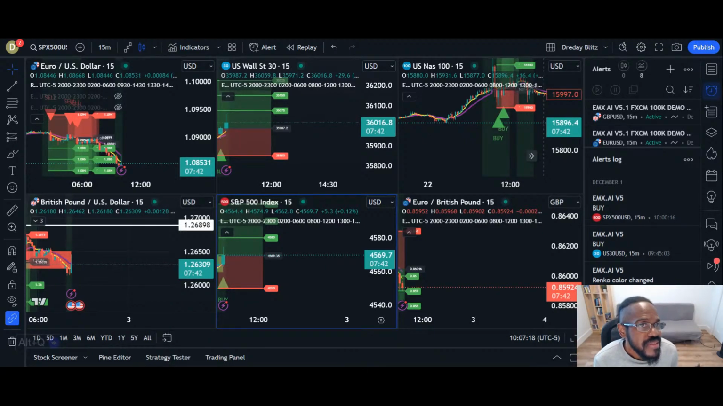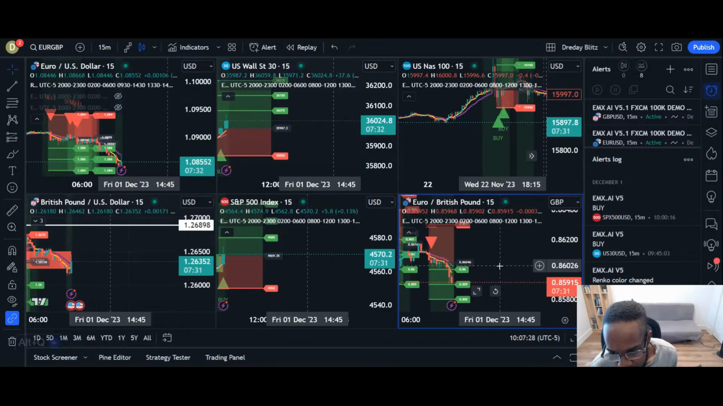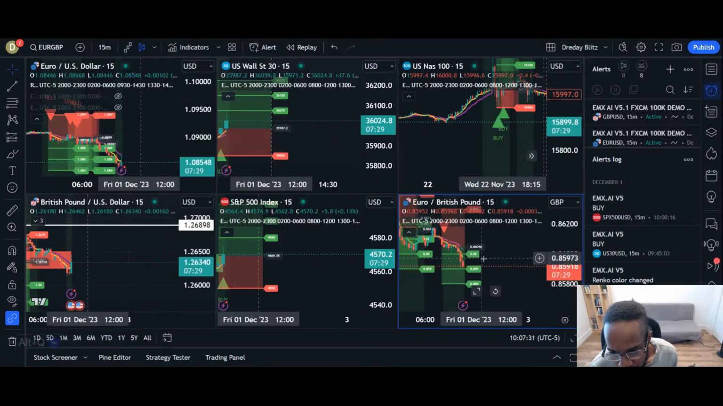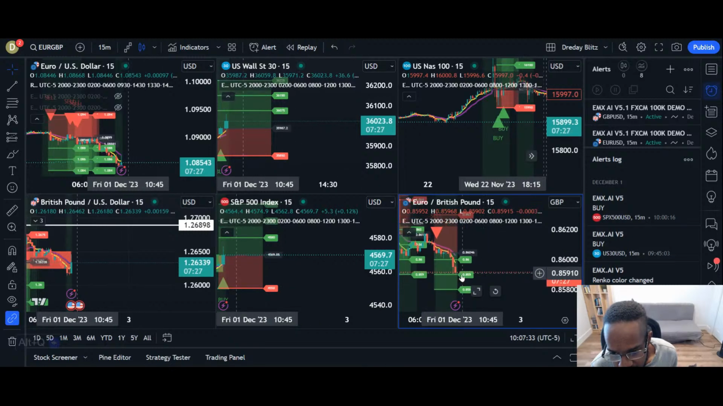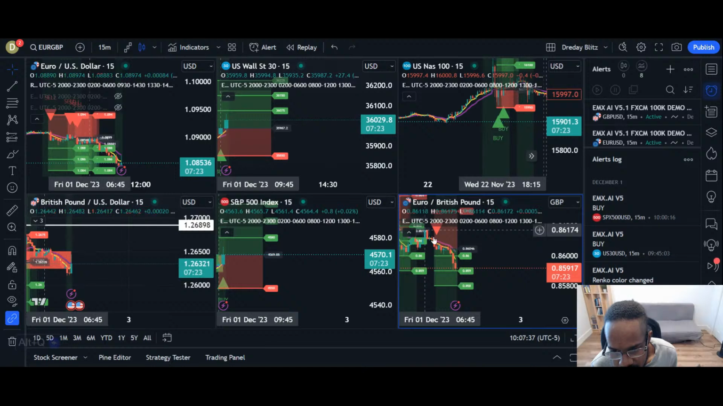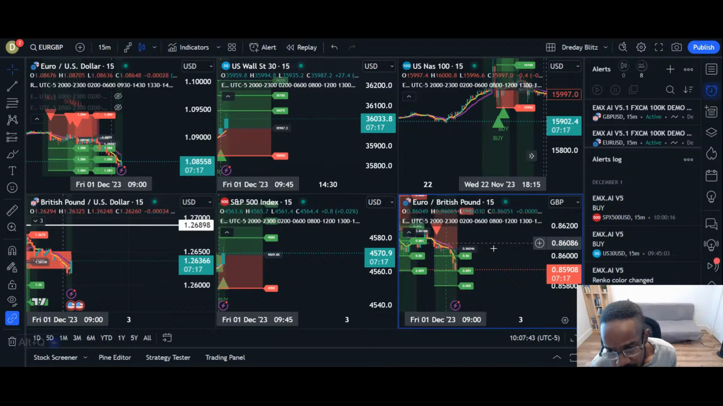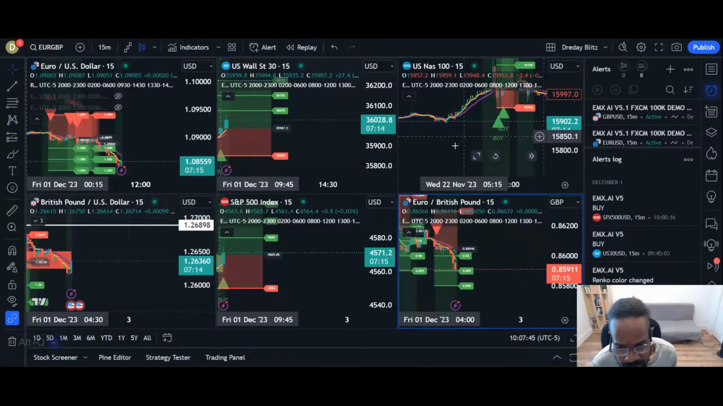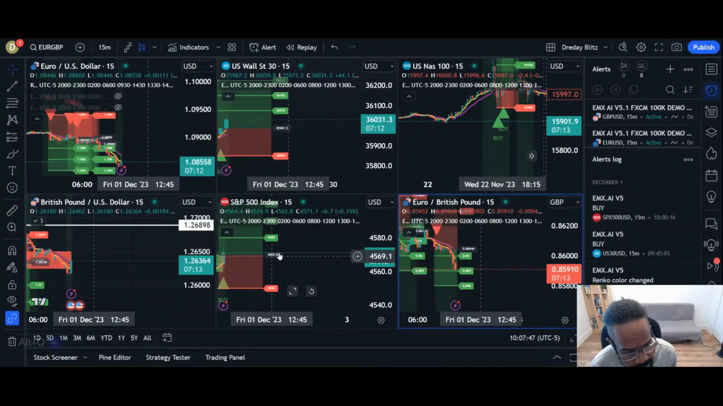All right. So let's continue. So Euro GBP hit TP1. So that was the trade since 7:45, 8 o'clock this morning. Yeah, 8 o'clock this morning. So it already hit TP1.